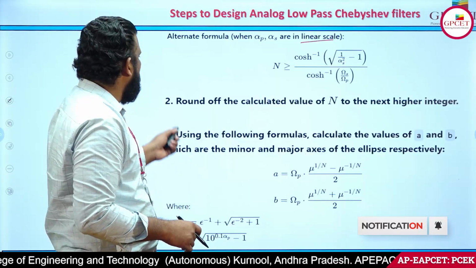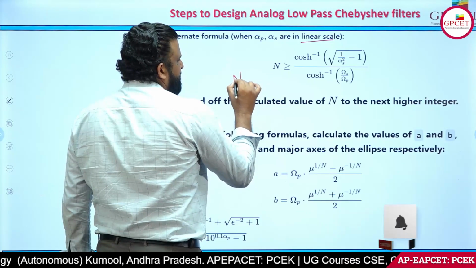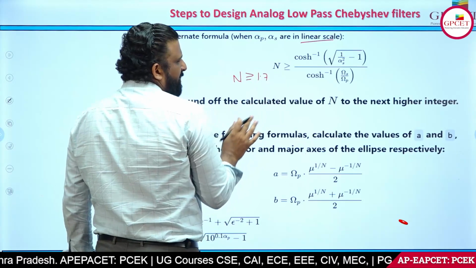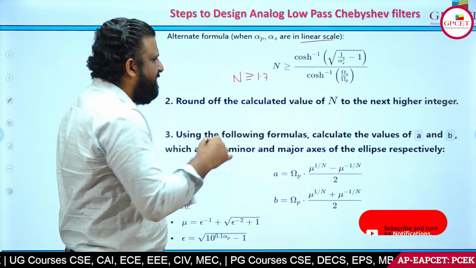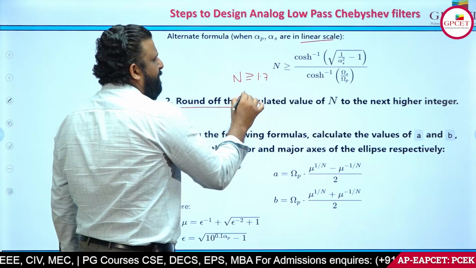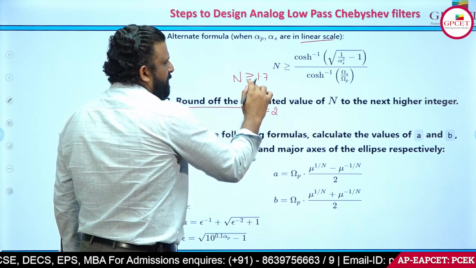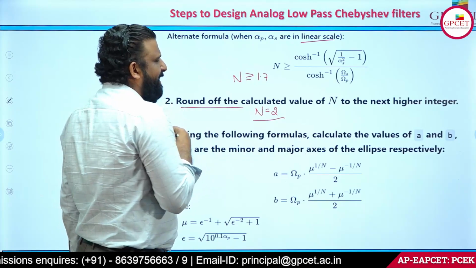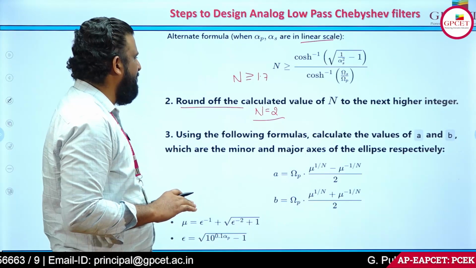I have taken two problems and we can discuss how the design is done. Now in the second step, whatever value is found in step 1, say if I get the order N greater than or equal to 1.7, then I round off that calculated value to the next higher integer. So I can write N is equal to 2. In the second step, I got the pure value capital N is equal to 2.